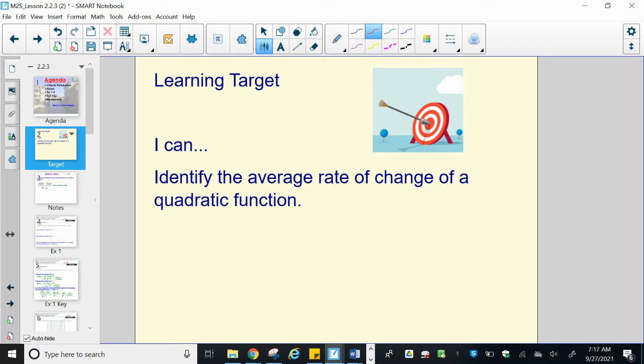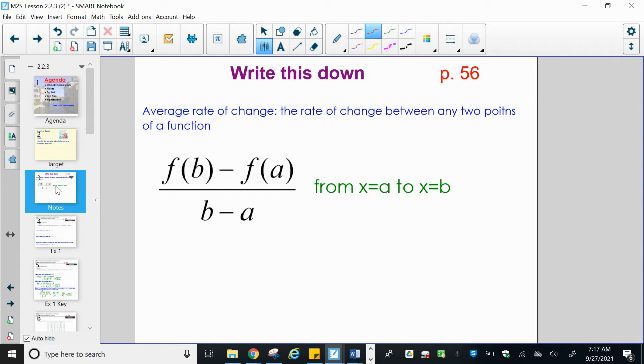All right, good morning. Unfortunately, I'm out today, but the nice part is everything we need is in our Unit 2 textbook. So this is going to be a lesson over section 2.2.3 in our Unit 2 textbook. Our learning target is going to be to identify the average rate of change of a quadratic function. So we can get our textbooks out and open up to this blank page on page 56. And please write this down.